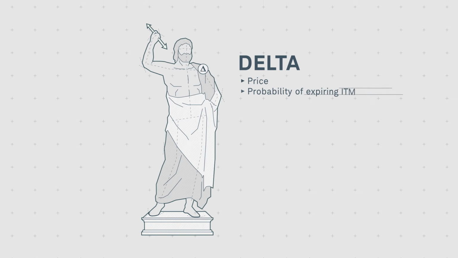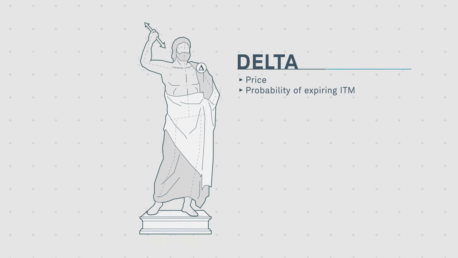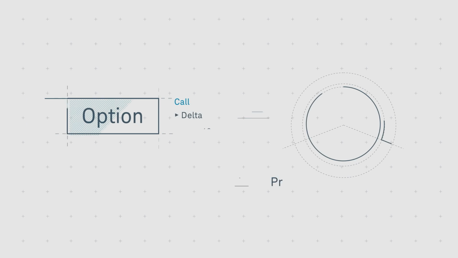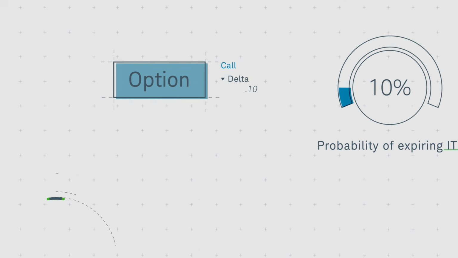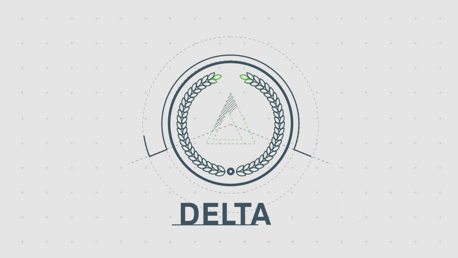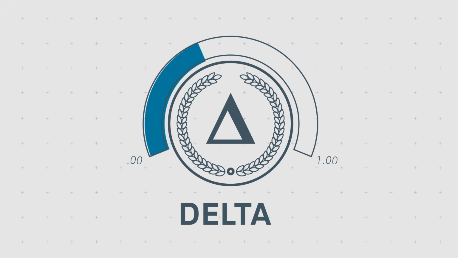Delta has another important use as well. Some traders might use it to estimate the probability of an option expiring in the money. For example, an option with a delta of 40 can also be interpreted as having a 40% chance of expiring in the money. The lower the delta, the lower the odds that the option will expire in the money. One important thing to note about delta is that it doesn't have a constant rate of change. It grows as an option moves further in the money and shrinks as it moves further out of the money.